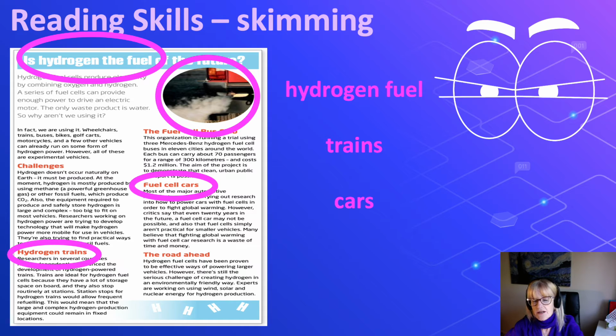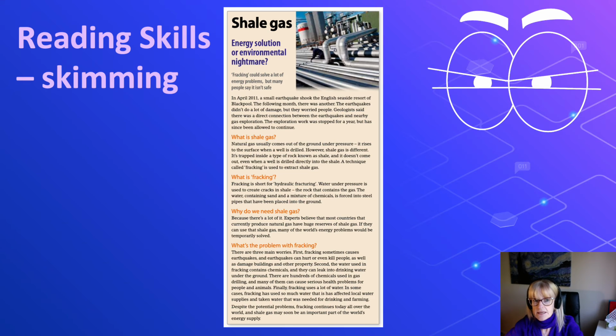So that makes me know that this reading is going to tell me about cars that run from hydrogen fuel cells. And then if I look at the picture up the top there, I can see that it's the back of a car with exhaust coming out of the pipe. So that makes me think that maybe this reading is going to have some information about pollution as well. I haven't read the article, I've just skimmed through it, but I have a good idea of what that article is about.